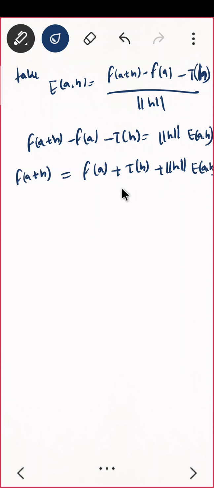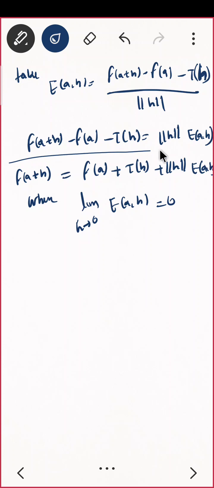So the definition we wrote above can also be redefined as f(e+h) equal to this, where limit h tending to 0 of E(e,h) must be 0. So this is one more definition, both are the same actually, both are equivalent. You may take this as one more definition, correct?